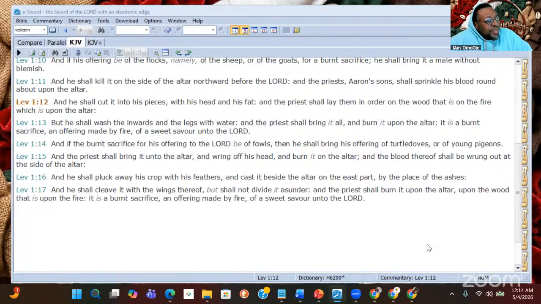But he shall wash the inwards and the legs with water, and the priest shall bring it all and burn it upon the altar. It is a burnt sacrifice, an offering made by fire of a sweet savor unto the Lord, or unto Jehovah. This is a translation, so that word is being inserted, and this is not the word they would have used.